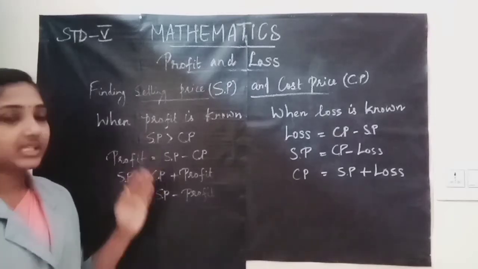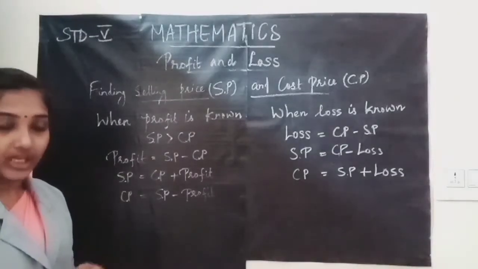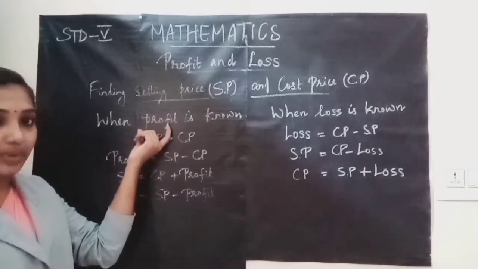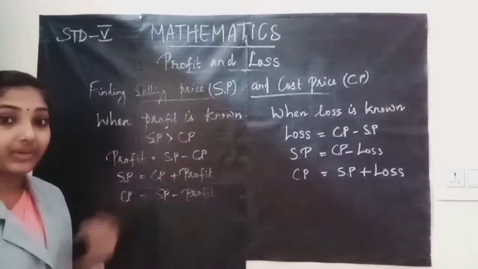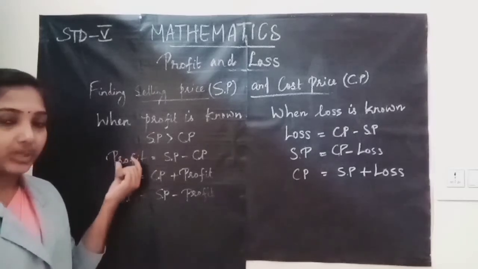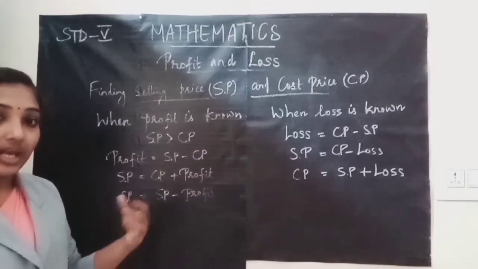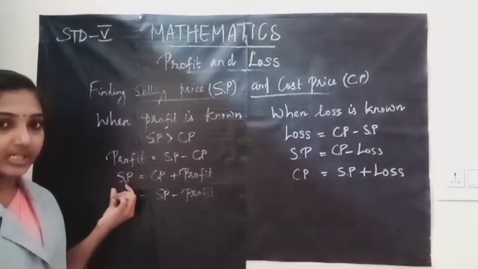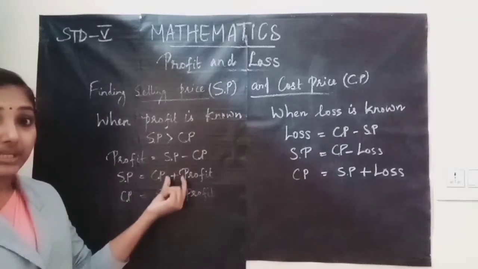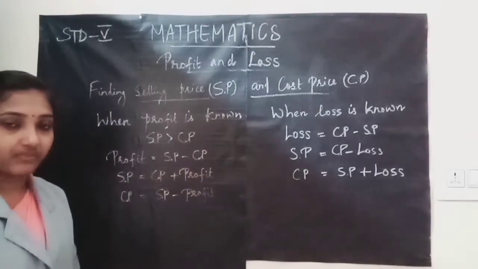So in the first case, when profit is known, we know how much profit we gained after selling a thing. And when there is a profit, we know that the selling price will be greater than cost price. So we can write that profit is equal to SP minus CP. And to find the selling price, we can use the formula selling price is equal to CP plus profit.